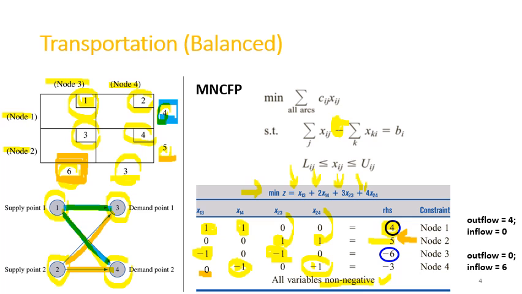Well, in this case, it's not necessary because the flow balance constraint already says that the flow, let's say from 1 to 3, must not exceed 4, the capability of node 1 to supply something. So if you want to, you may say that x13 is less than or equal to 4, x14 less than or equal to 4, that is okay. But really, this constraint already takes care of that upper bound constraint.